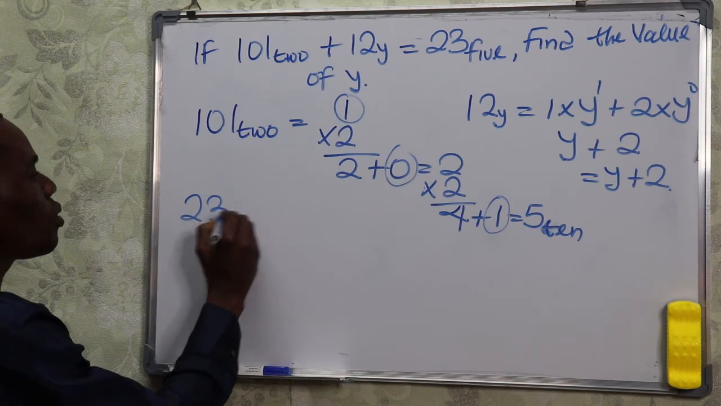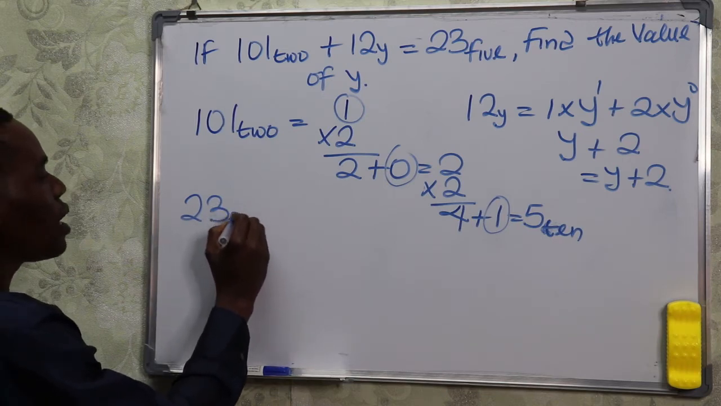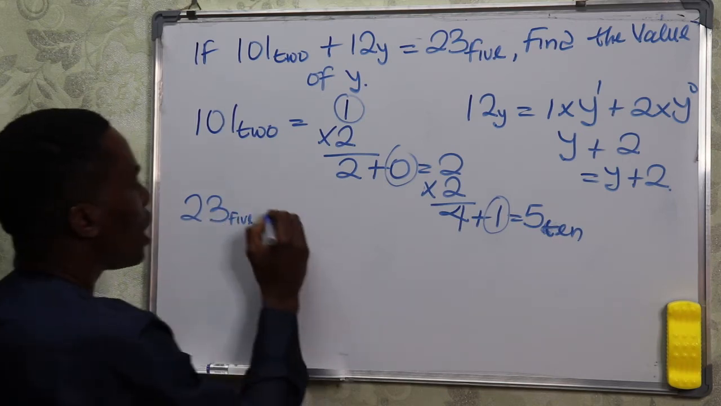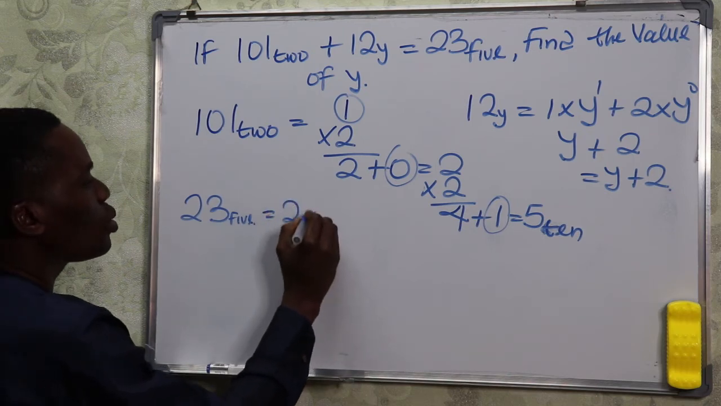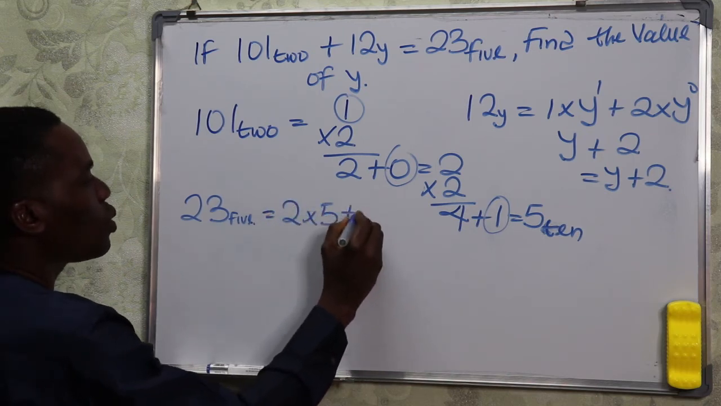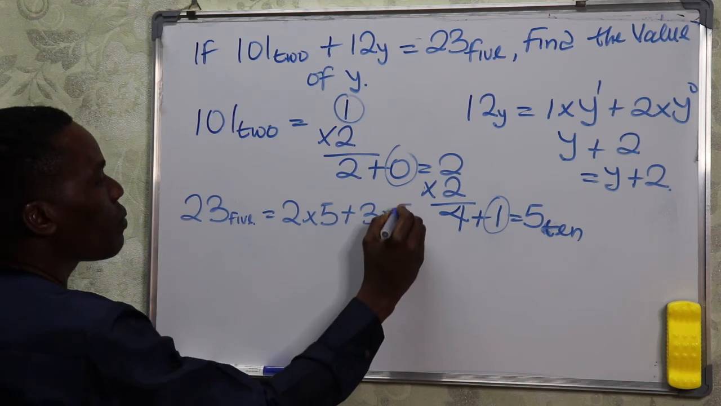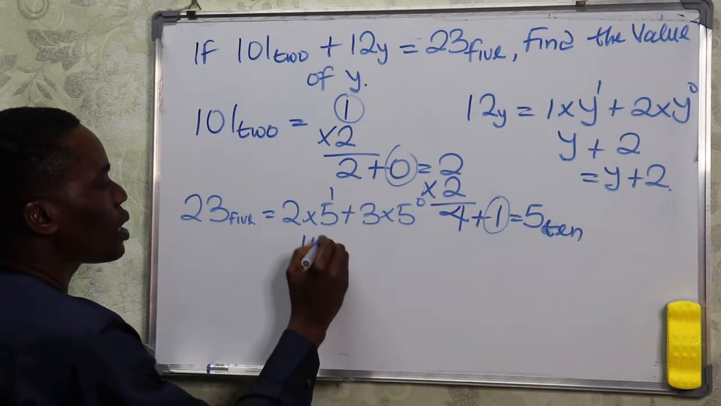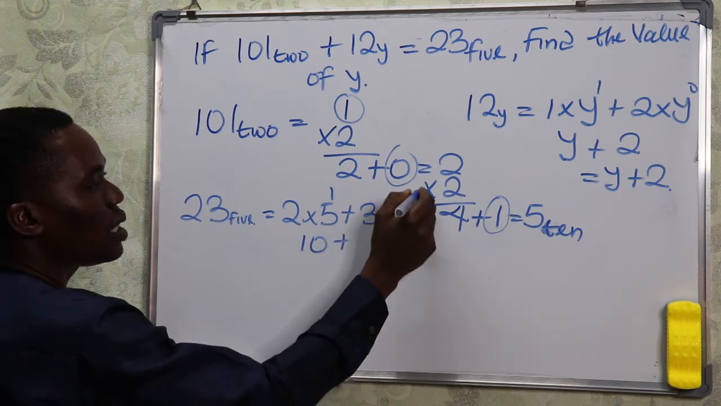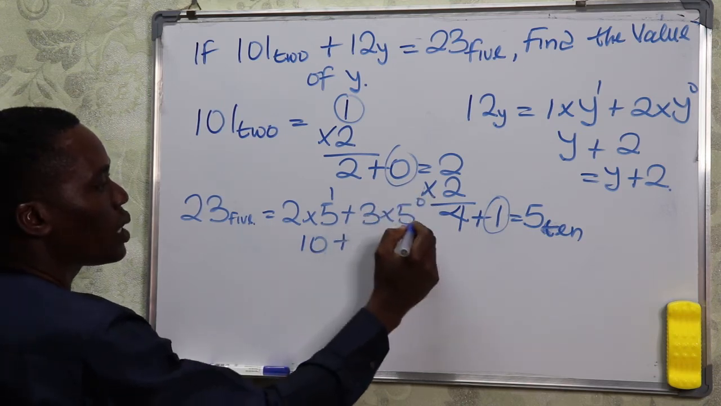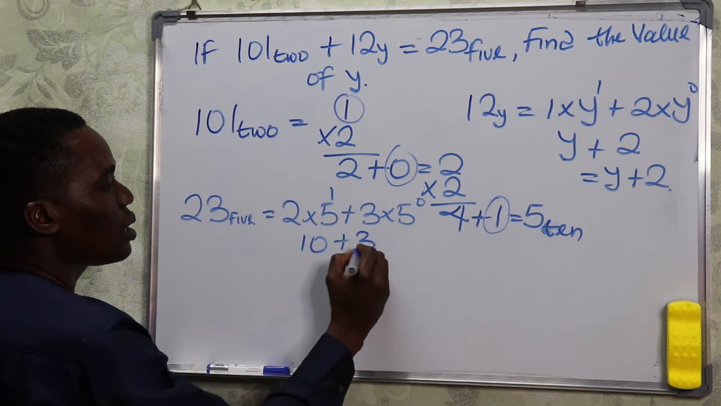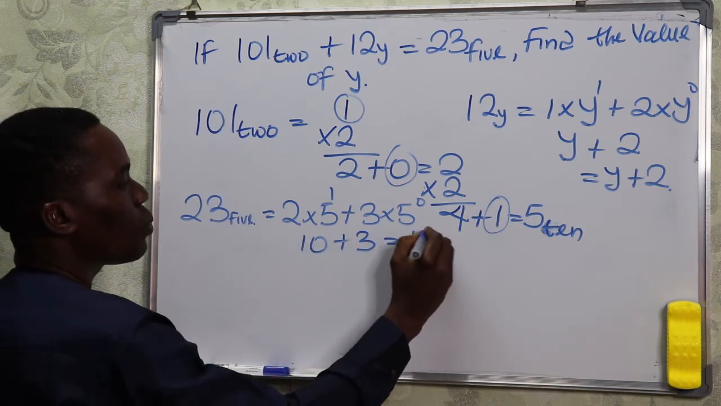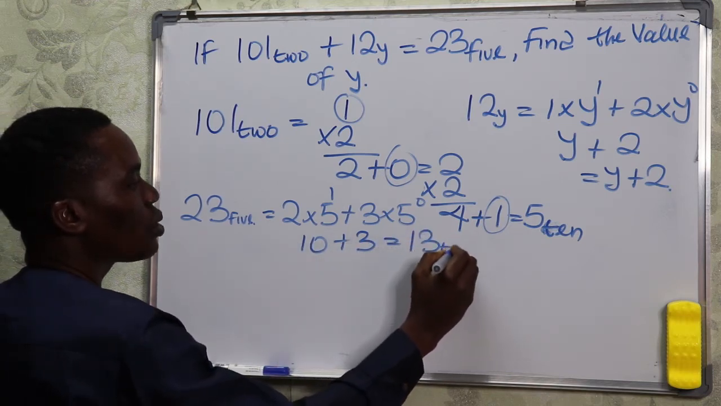Now the final one to convert is our 23. We want to convert 23 in base 5 to base 10. Now if we do that, this will give us our 2 times 5 plus 3 times 5 to the power 0. 2 times 5 gives us 10, plus anything raised to power 0 is 1, 3 times 1 will give you 3. So this will give you 13 in base 10.